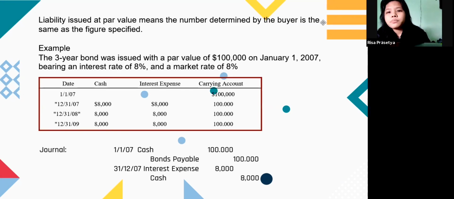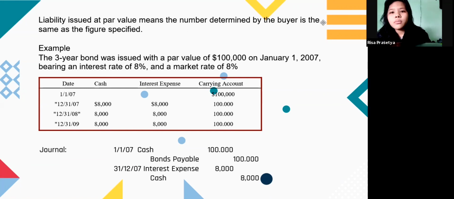Bonds issued at par value means the amount determined by the buyer is the same as the figure specified. For example, a 3-year bond was issued with a par value of $100,000 on 1st January 2007, bearing an interest rate of 8% and a market rate of 8%. On 1st January 2007, the carrying amount is $100,000.